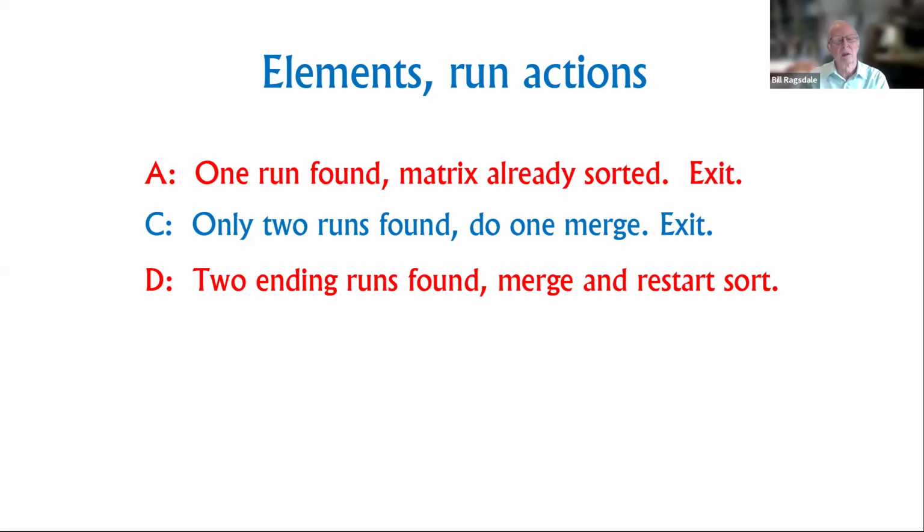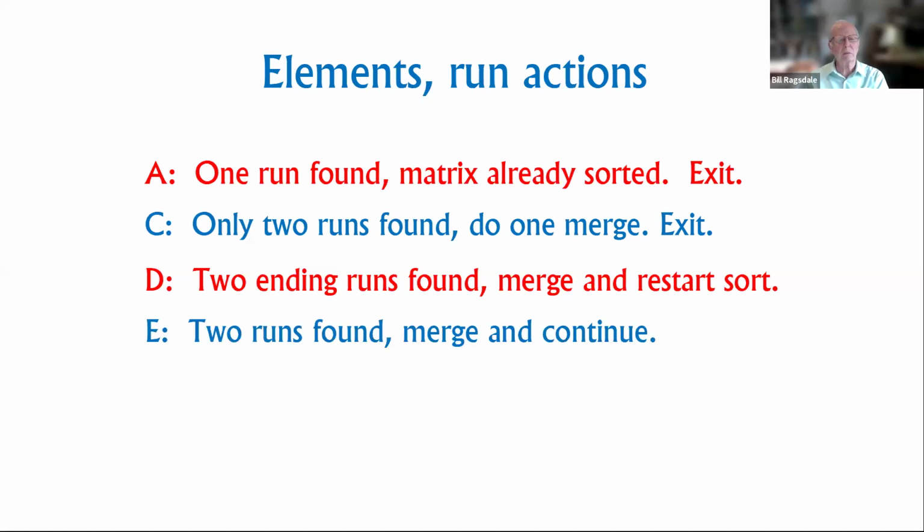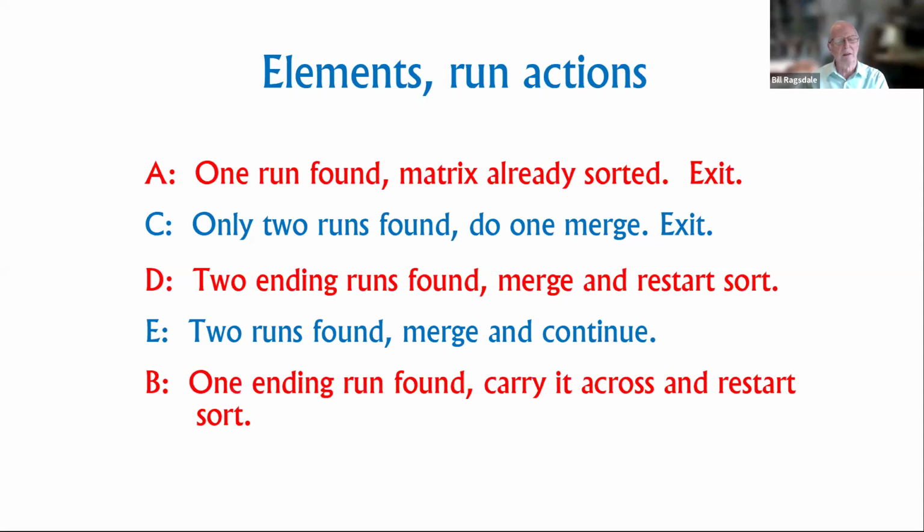For D, we have 2 ending runs. We merge them together. We know we're at the end of the matrix, so the job there is to restart, and the sort is resumed. And the E, remember, is the 2 runs that are merged and continuing through the entire matrix till the end.